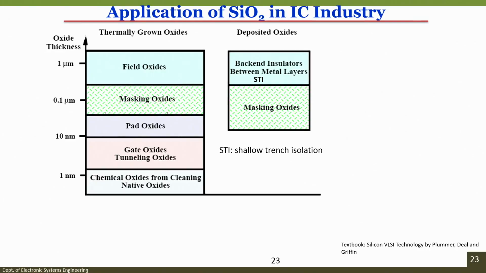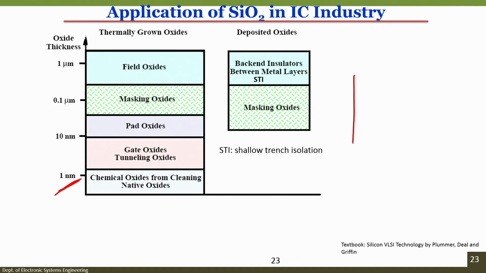Now let us understand what silicon dioxide is and its importance, not only in sensor fabrication, but also in the electronic industry, where it is vast and very important. If I show you the screen, what you can see is that depending on the thickness of the oxide, the application becomes different. So, let us start from the minimum, which is 1 nanometer.